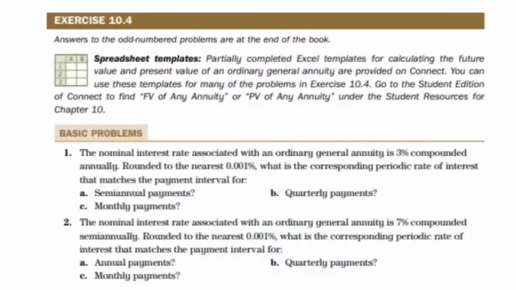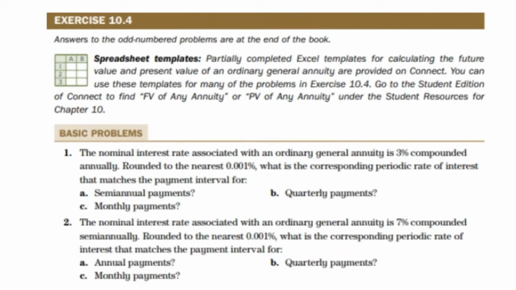Exercise 10.4 or 11.4, depending on what book you're using. It says the nominal interest rate associated with the ordinary general annuity is 3% compounded annually. Rounded to the nearest thousandth, what is the corresponding periodic interest rate that matches the payment interval? Okay, so effectively, right here, we have a 3% compounded annually rate. So depending on the scenario, let's figure out how we can calculate the value of I2.